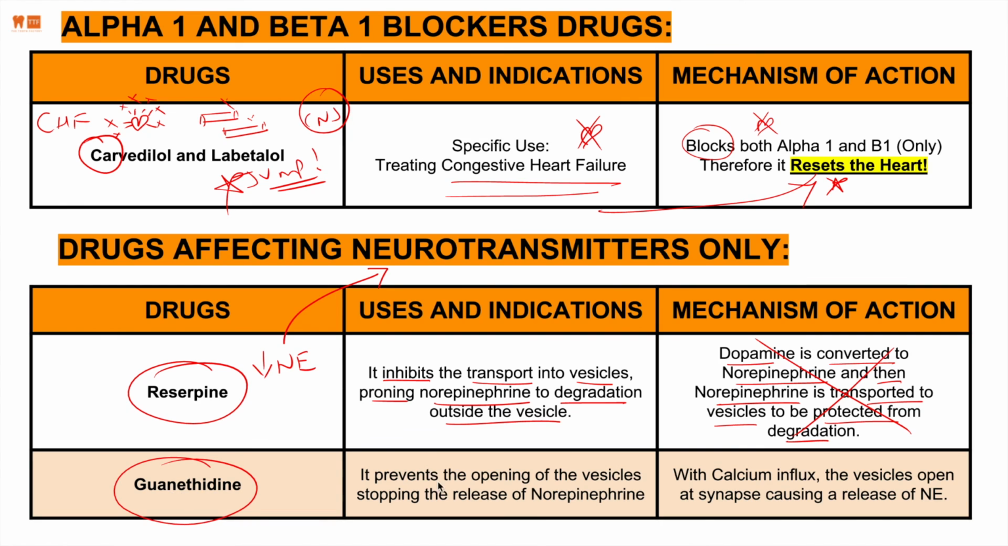Guanethidine, on the other hand, is one step ahead. If this guy right here couldn't work well enough and failed, well, we will have guanethidine to take care. It prevents the opening of the vesicles by stopping the release of the norepinephrine. Even if norepinephrine did not get degraded and made it into the vesicle, then normally with calcium influx, the vesicles open up and cause the release of norepinephrine. But guanethidine prevents the opening of the vesicles. So it's the real Gotham City villain. Gotham City villain, guanethidine. Okay, just another way to remember, guys.